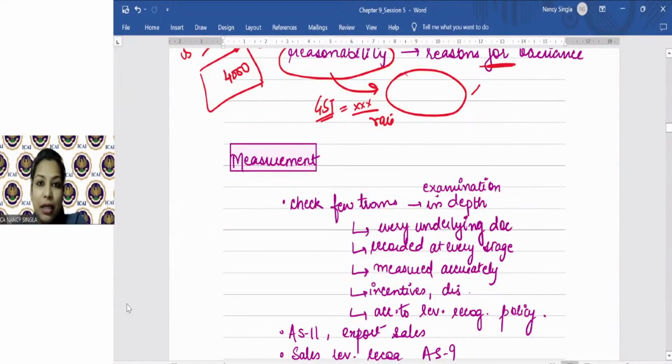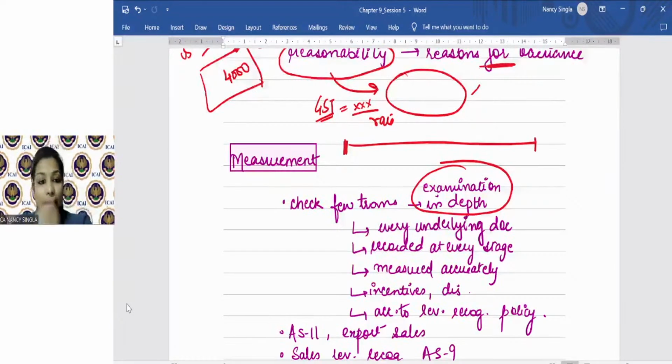Now measurement, है ना. So measurement का क्या, if you remember we have discussed it, कि examination in depth. Examination in depth क्या? From the very beginning till the end, जहां जहां पे भी calculations हैं ना, check whether that measurement is properly done or not. Each and every underlying document को चेक करो.